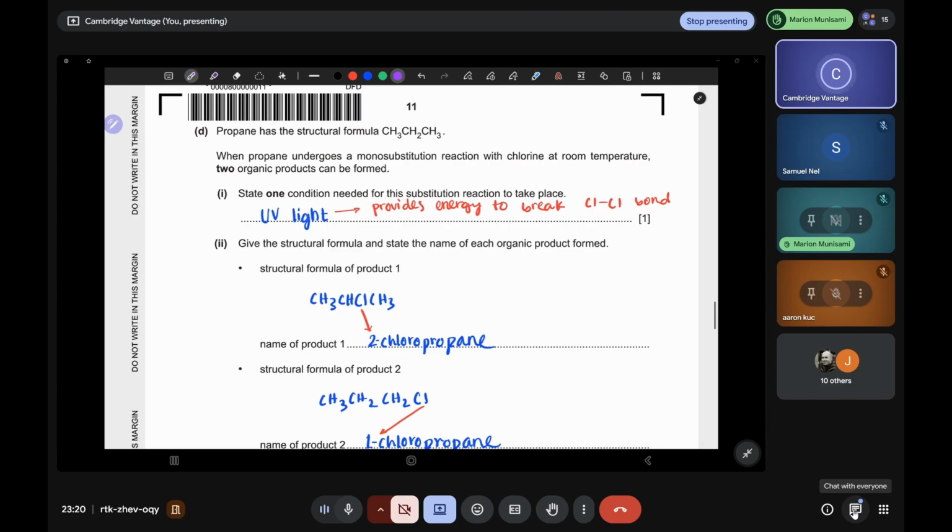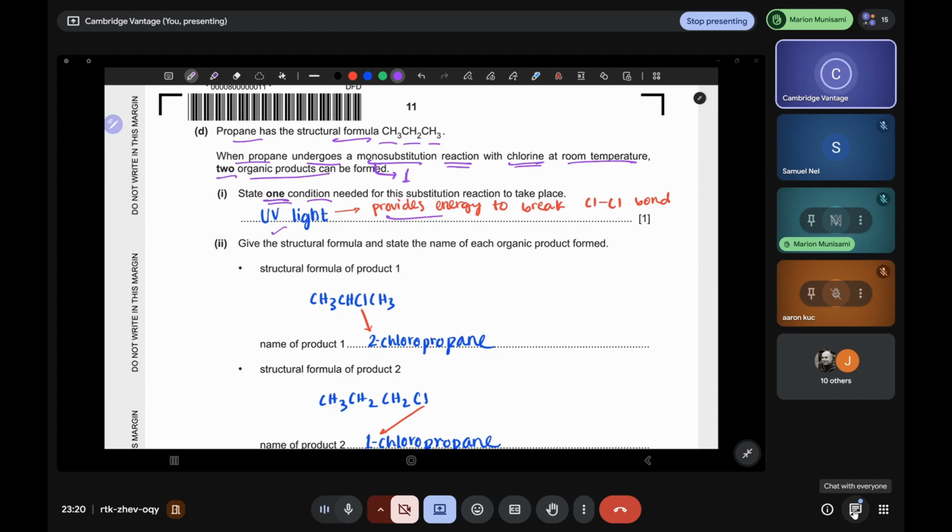Okay, and then question D. Propane has a structural formula CH3CH2CH3. When propane undergoes a mono substitution reaction, mono meaning one, with chlorine at room temperature, two organic products can be formed. State one condition needed for this substitution reaction to take place. And straight away you should write down it's UV light. And why is UV light required?